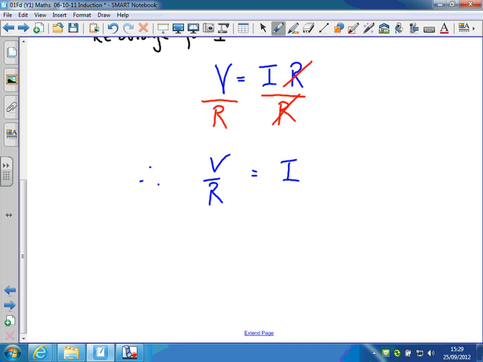Generally, you're right, Tom, you put the subject on the left. So finally, I'd write I equals V over R. And I've rearranged that formula to come up with a new formula to find the current. Quite a straightforward example, but the principle applies to all.